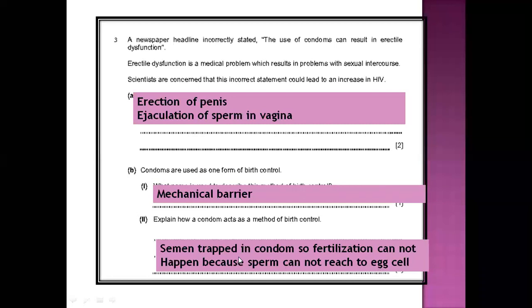Once again, listen. Semen is trapped in the condom, so fertilization can't happen because sperm cannot reach the egg cell. Semen contains what? It contains sperm. So if it is trapped inside the condom, it will not be released into the female vagina, and it will not reach the oviduct, and it will not reach the egg cell. And so the process of fertilization will not happen. Yes, correct. If you want to take hints, you can.